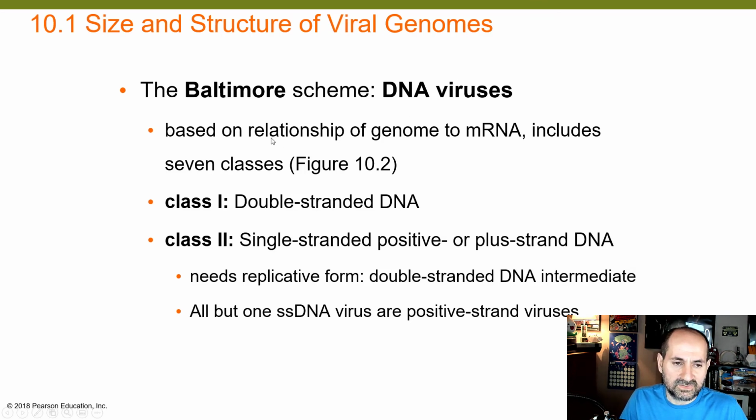And remember the Baltimore scheme for viruses. There were seven classes of viruses. Two of them are called the DNA viruses, class 1 and class 2. Technically, class 7 is also a DNA virus. However, because it uses an RNA intermediary, it's going to be categorized under an RNA virus. So we'll get to that in a minute. But the DNA viruses are technically class 1 and class 2. Class 1 being the double-strand DNA viruses, and class 2 being the single-stranded positive or plus-strand DNA viruses.